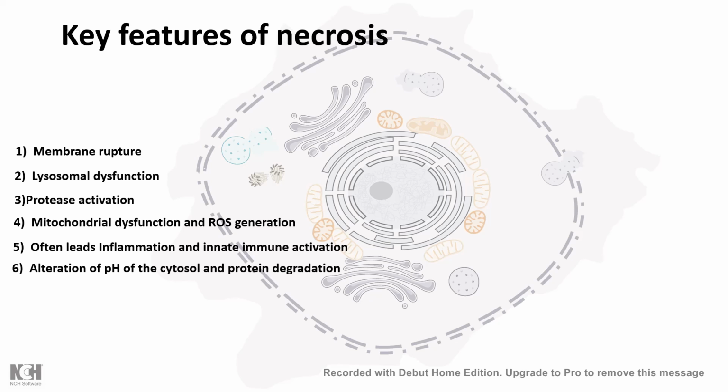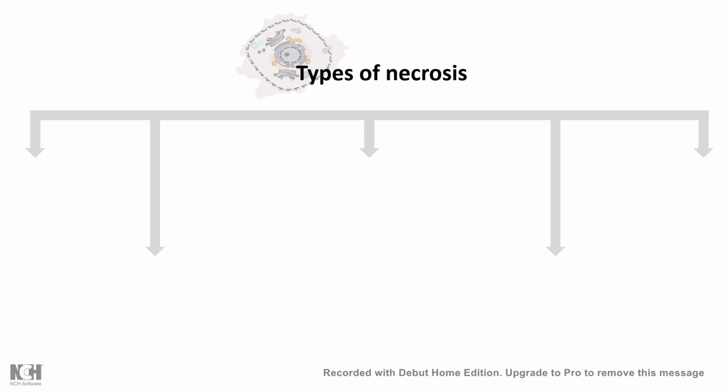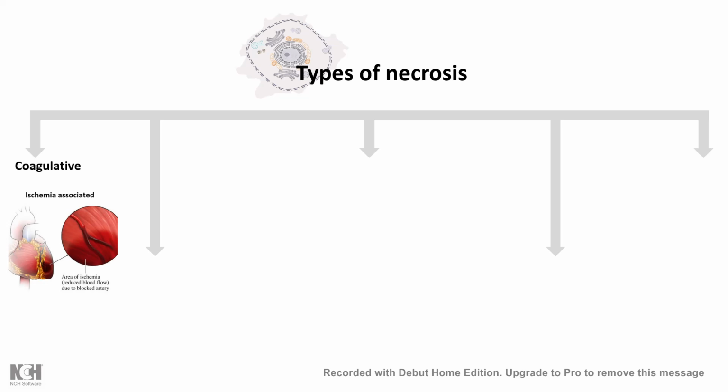Now let's talk a little bit about the types of necrosis. Since I've already said that necrosis is always associated with some kind of pathology, these types are actually based on the pathology they are associated with. One type of necrosis is coagulative necrosis. As the name suggests, some kind of coagulation or clotting is associated with it. And when clotting comes to your mind, you can generally think of ischemia. In case of ischemia, this kind of necrotic mechanism takes place.